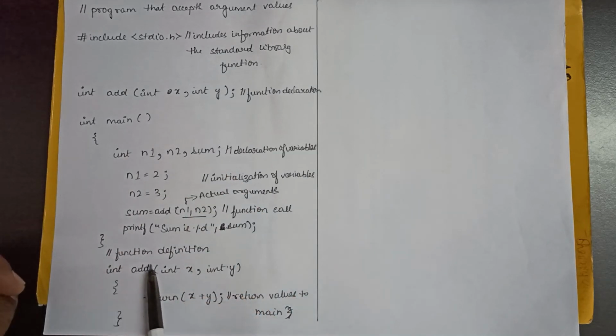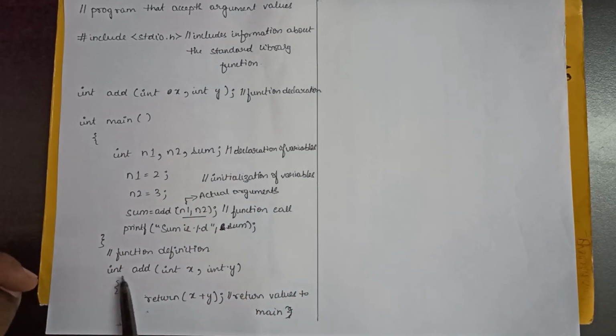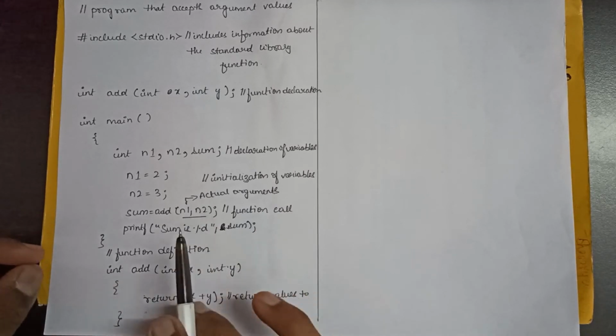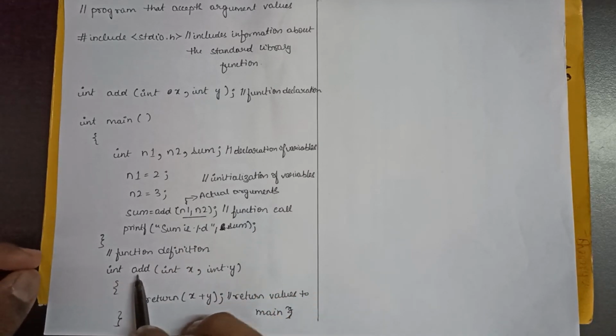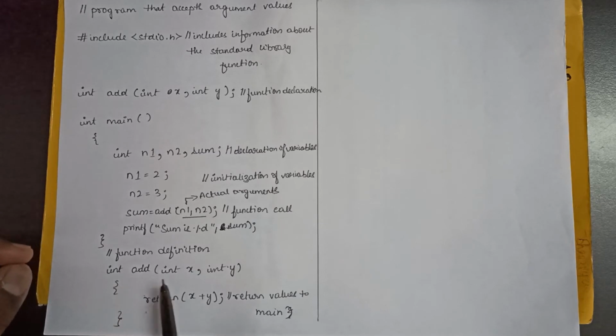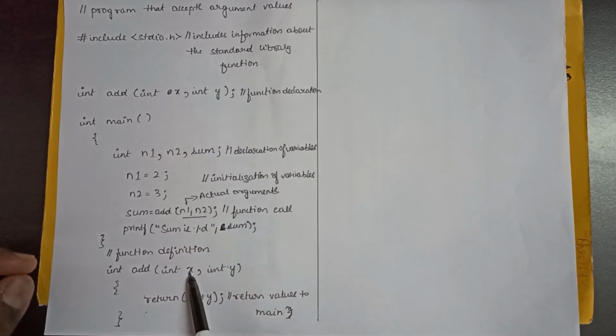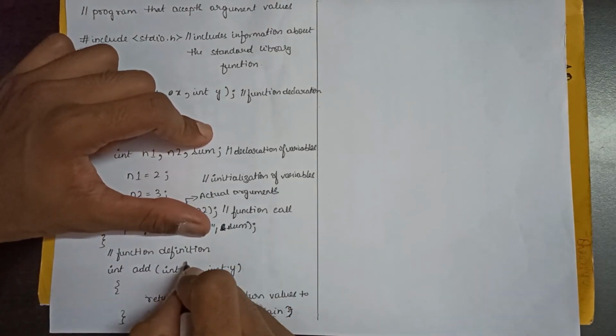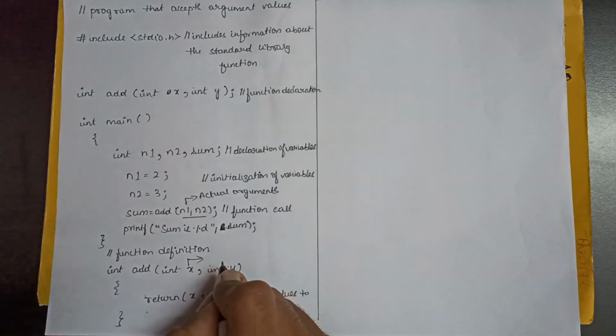Okay. You're defining another function that is int add. This is known as the user-defined function. Okay. You can give it any name. It doesn't matter. I have given it as add over here. So int add bracket int x comma int y. Now you observe here that we are using a different variable. This variable is known as the formal argument or the formal parameter.